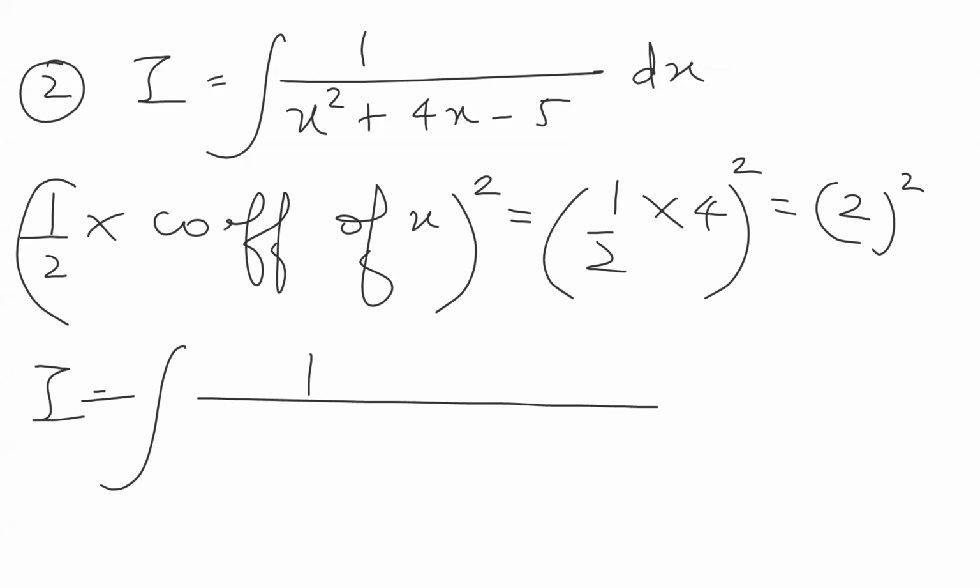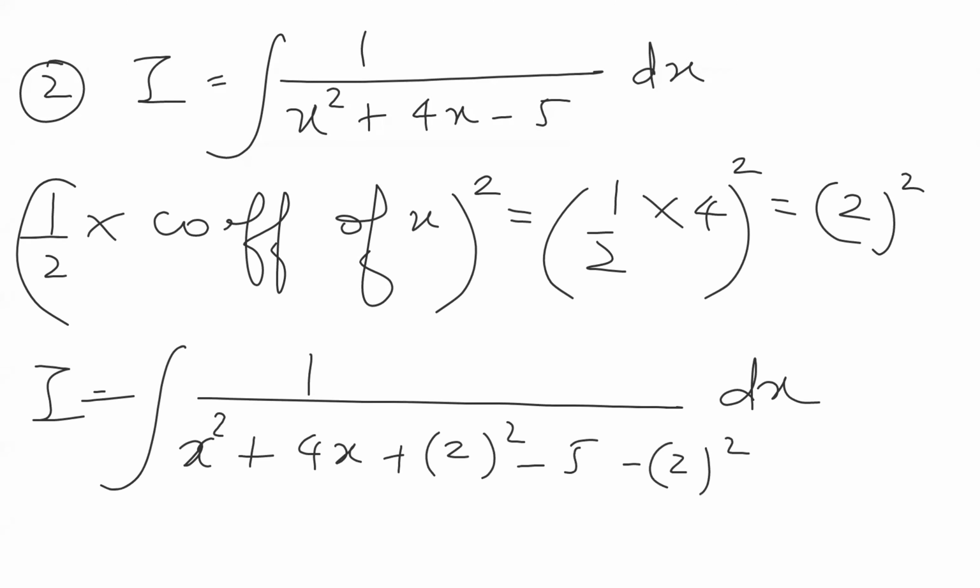So this is integration of 1 upon x square plus 4x plus 2 square minus 5 minus 2 square. Now there is a particular thing in which I have asked you to do this. This 2 square has to be placed before the constant and after the constant. The constant is minus 5 over here. Before the constant it is plus 2 square, after the constant it is minus 2 square. Don't interchange the sign and don't even ask why. Do you recollect this?